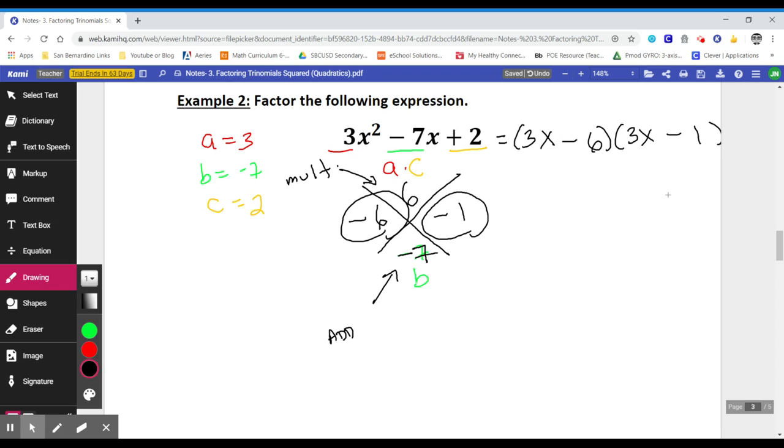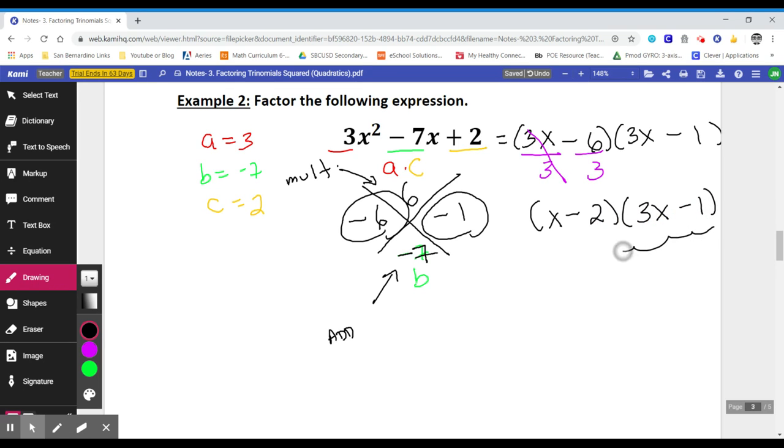And then I got to stop and think, okay, is there anything that I can divide both of these numbers by, or any of these numbers by? For the first two, the answer is yes. As you can see, these two I can divide both by 3. So I'm going to go ahead and divide them by 3 on this side. On the right side, I cannot divide this by anything except for the number 1, so I'm going to leave it alone. So my final answer is that the binomial, once you factor this out, is equal to x minus 2 multiplied by 3x minus 1. And this will be your final answer.